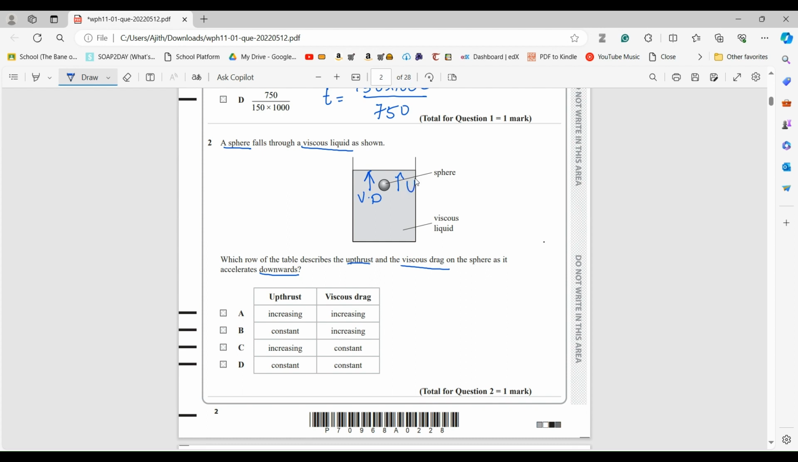Now, coming to viscous drag, it is a resistive force. We know resistive forces are the forces which oppose the motion of the object. So, if the object is accelerating downwards, this resistive force will act upwards. Since it's accelerating, the speed of the object is increasing. When the speed increases, the resistive force acting on the object also increases. So, this gives us two options, A and B. Viscous drag increases in both of these options.